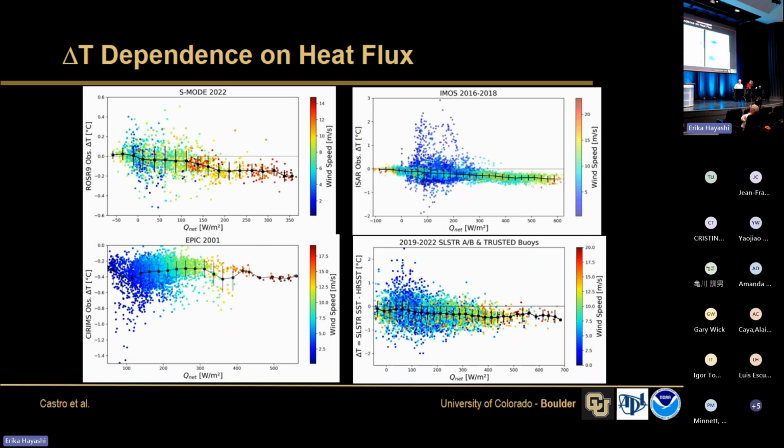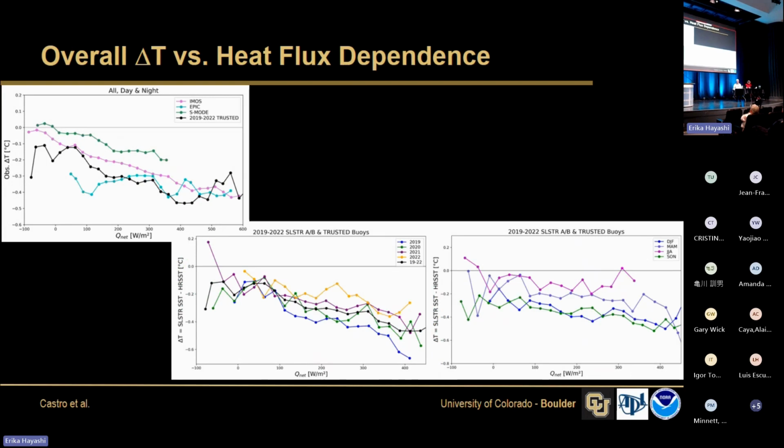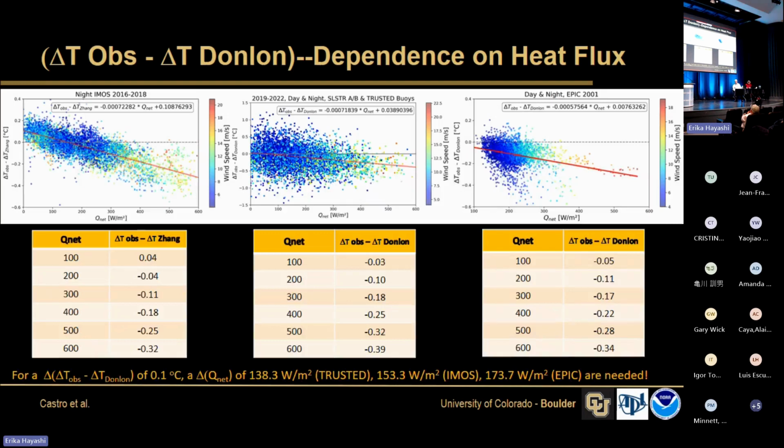Quickly, the delta T versus heat flux dependence, color-coded by wind speed in this case, all show linear dependence between delta T and the heat flux. So increasing delta Ts for increasing fluxes. And if we put all of them together in one plot, what I want to emphasize is that the slope of the linear dependence is roughly constant, independent of the data set, independent of the year, independent of the season.